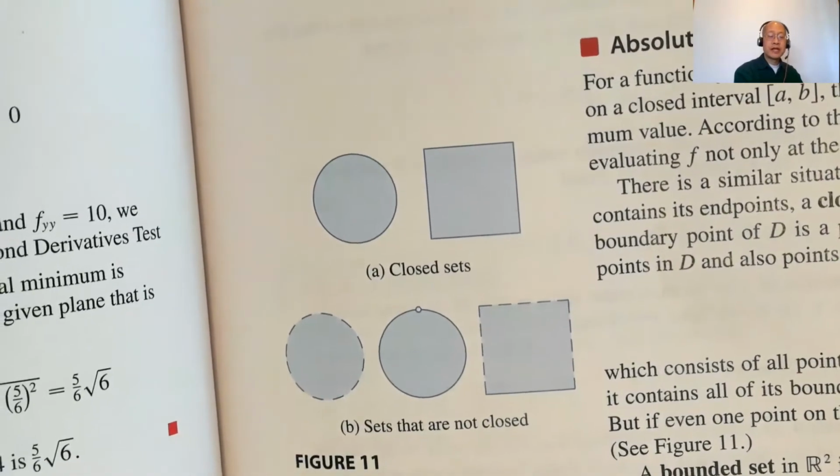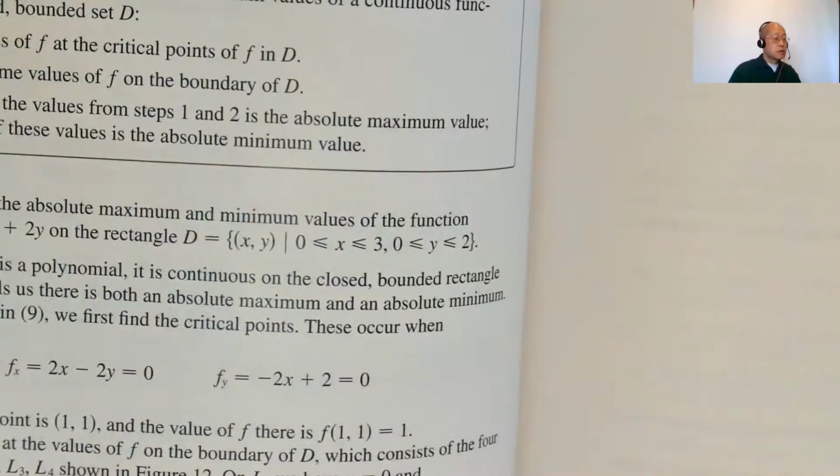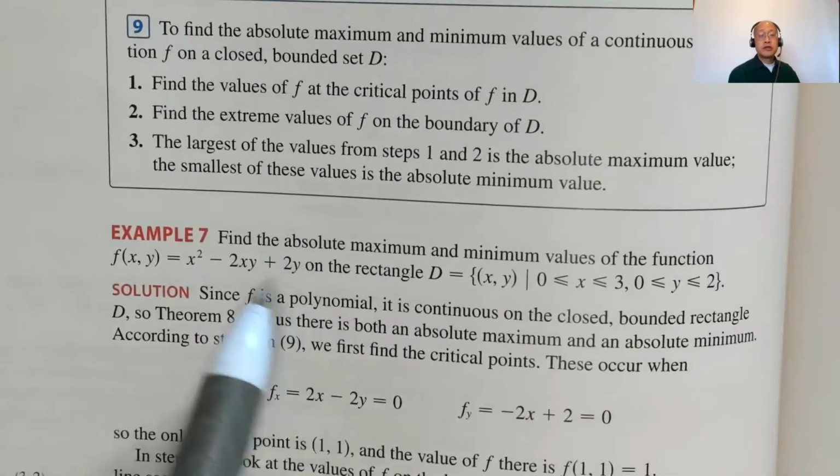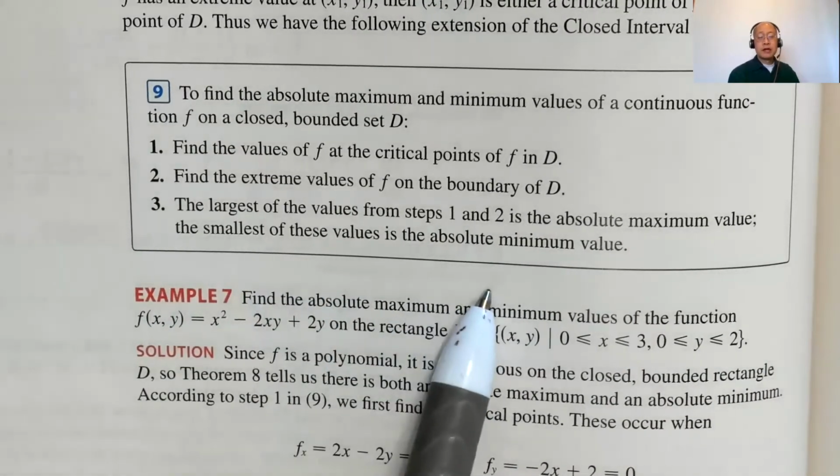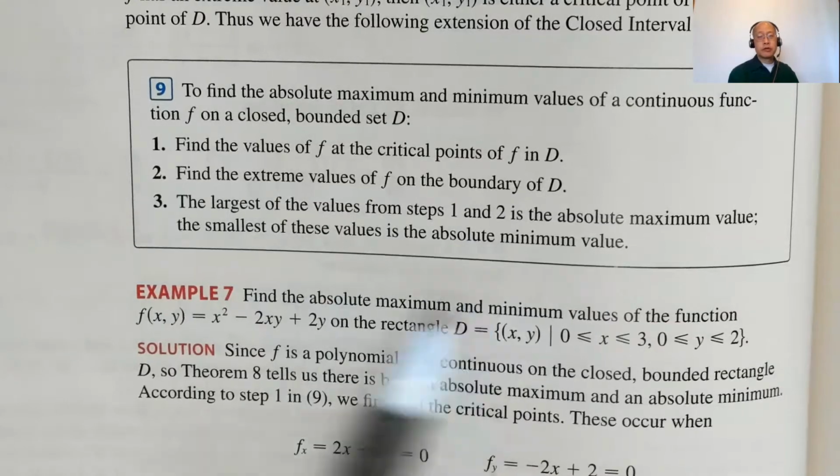So we'd have to analyze that. So that can get really long. The largest of these values from steps 1 and 2 is the absolute max. The smallest of these is the absolute min. Okay, so these problems can get really long, and I'll show you when we're doing that.